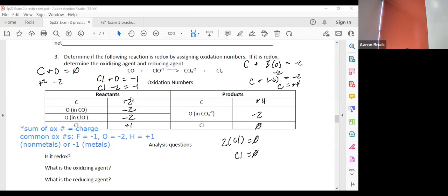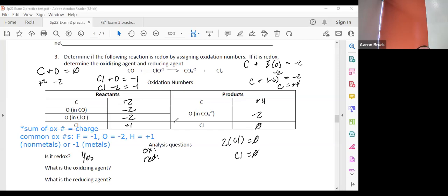What we need to do is look at the charges themselves and answer a simple question. Do the charges change? And since they do, the answer to this question is yes. Now, if the charges did not change, that doesn't mean that it's not a chemical reaction. It just means that it's not a redox reaction. But since it is a redox reaction, what we want to do is identify the thing that is oxidized, the thing that is reduced, and in this case, the oxidizing agent and reducing agent.